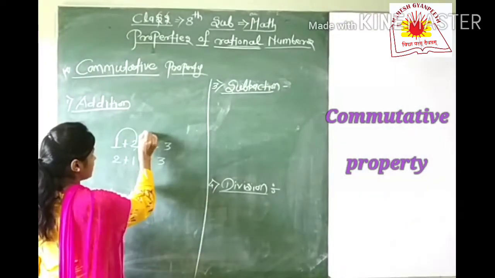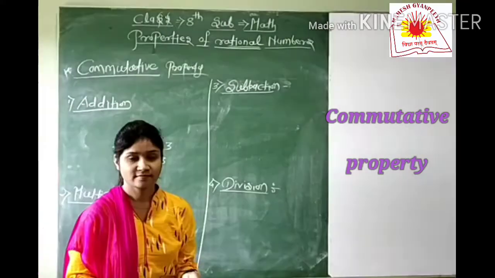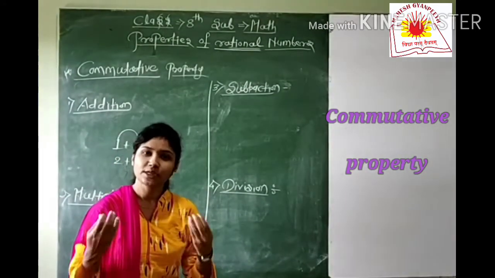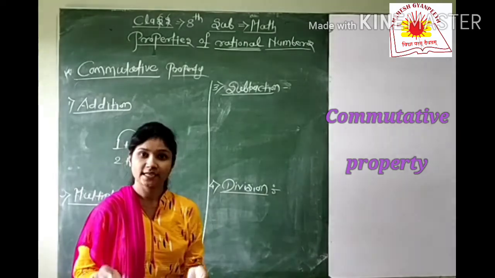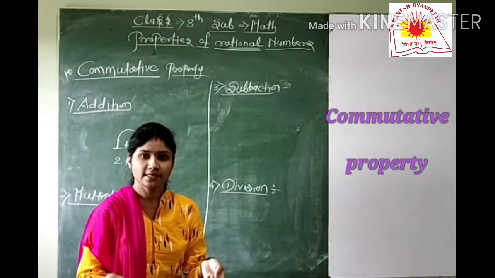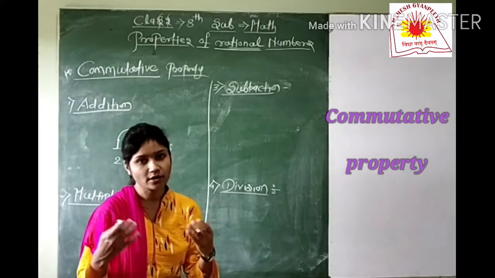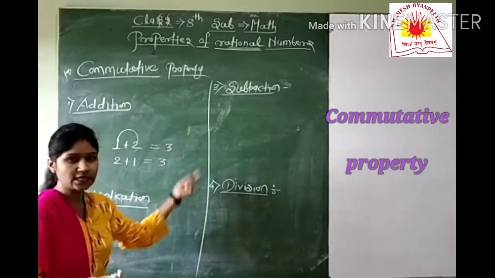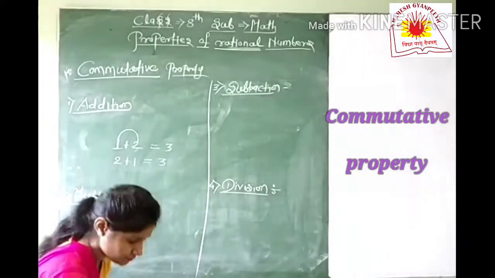It means that when two numbers are added, and you interchange their positions, you also get the same result. We have to check whether their result is the same or different in this commutative property. Okay. Now see.